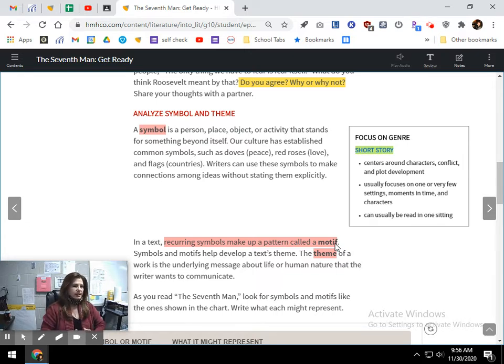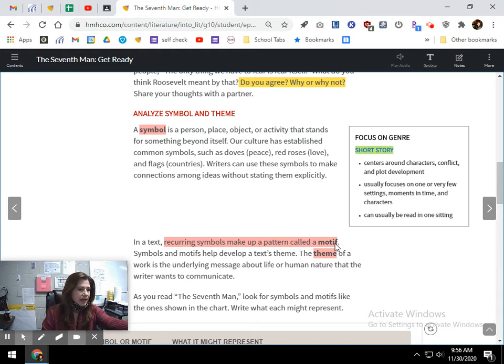So for instance, if during a story that mainly takes place outside in nature, in the woods or whatever, someone keeps seeing a white wolf emerge from the woods and it kind of stares at them and just stands there, that white wolf is probably a symbol. And since it appears over and over in the story, it's probably a motif of some type, okay?